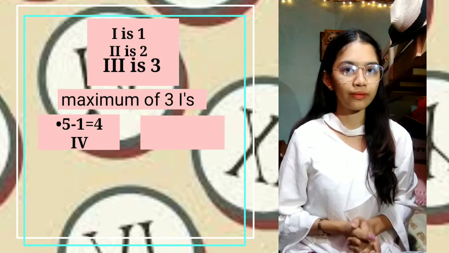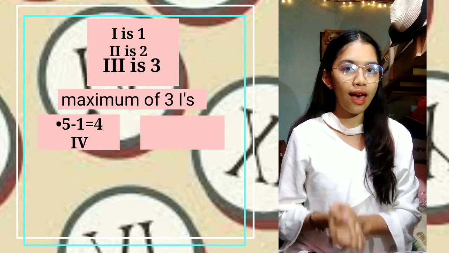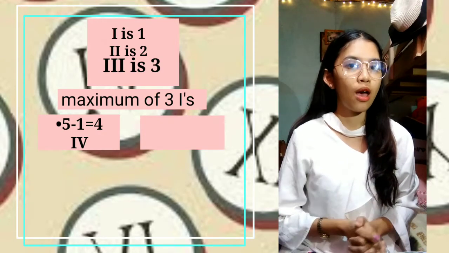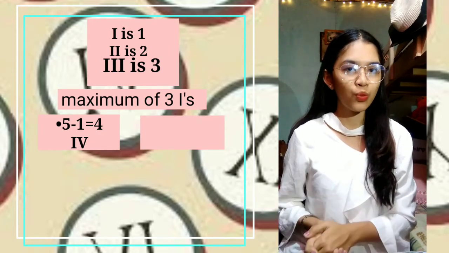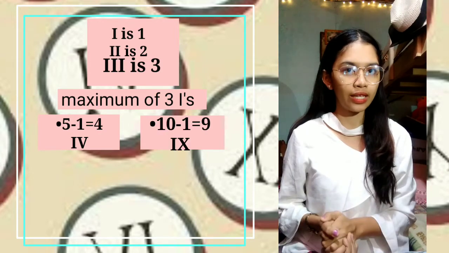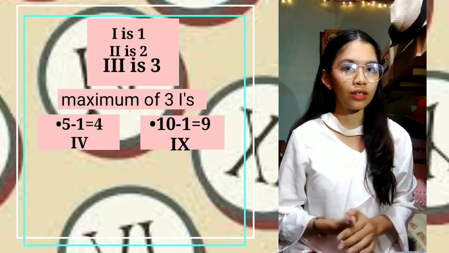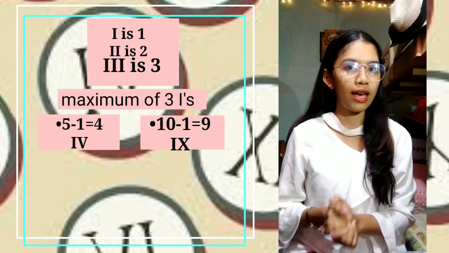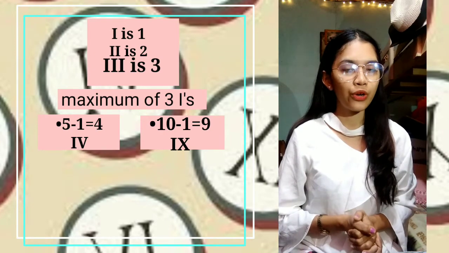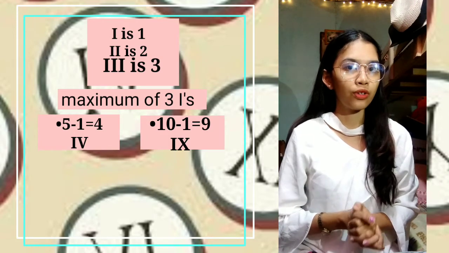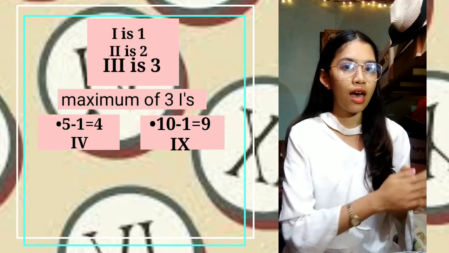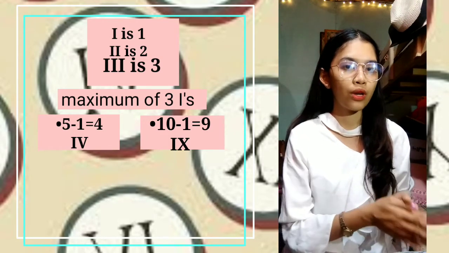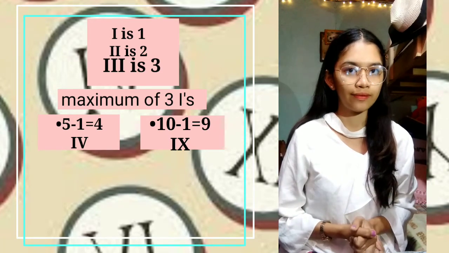Another example, VIII: 5 plus 1 plus 1 plus 1 equals 8. So to get 9, you can't write VIIII because that has more than 3. So you write like this, IX. Take 1 away from 10 to get 9.